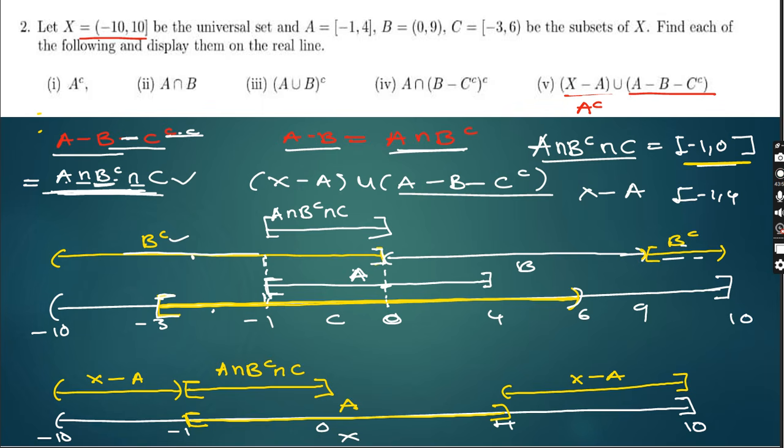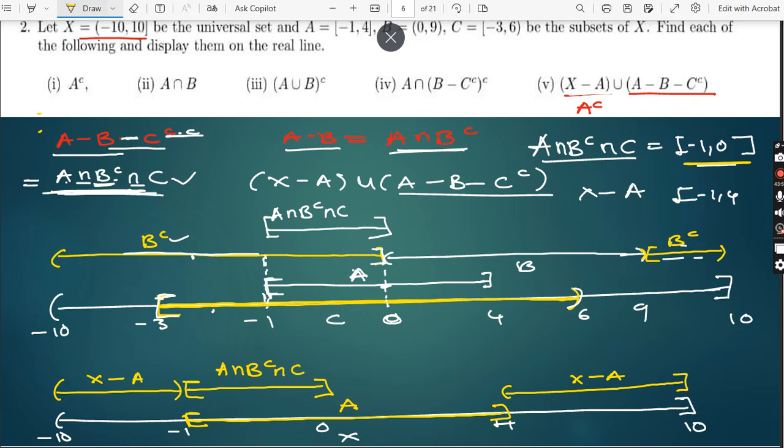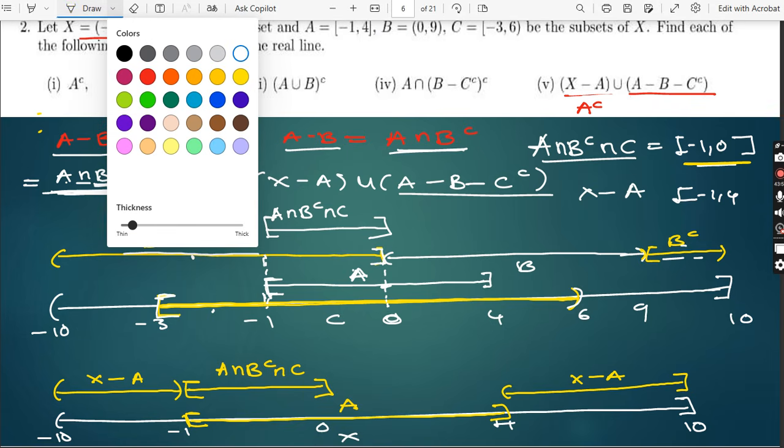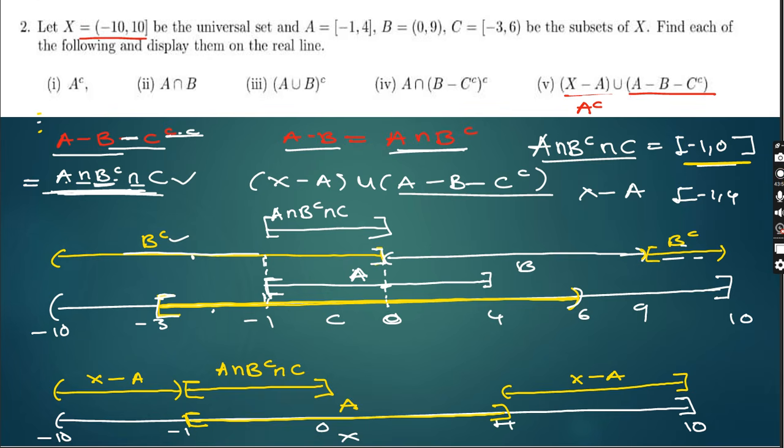Okay, this is how you display it on the number line. Now let's go ahead and find the set. We say X minus A union, guys, it's combining the sets, minus C complement there. So we are going to start with X minus A. X minus A is running from negative 10 all the way to negative 1, and both are not included.